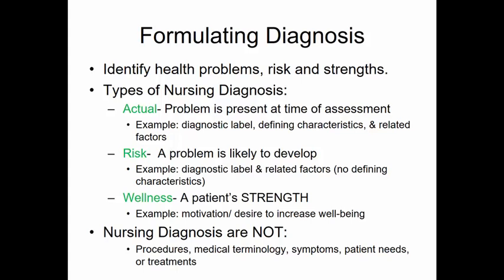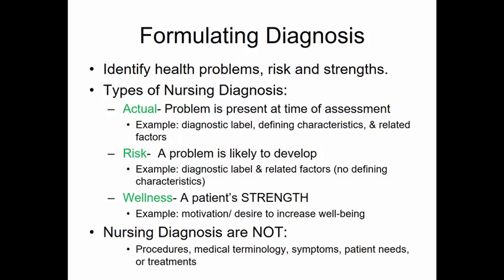A risk diagnosis means the problem has a good chance of developing, but hasn't yet. For example, a patient who is immobile is at risk for skin breakdown, so the diagnosis would be risk for impaired skin integrity, as evidenced by immobility. Note that the signs and symptoms are needed for a risk diagnosis.